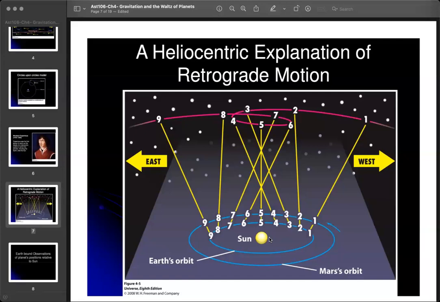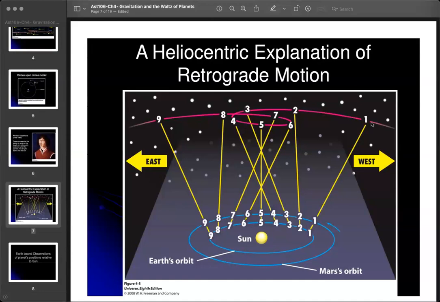And those numbers 1, 2, 3, 4, all the way to 9, those are different points of time, and they show the different positions of Earth and Mars at those points of time. And then those yellow lines show the line of sight. So at 1, there are two locations of 1. One is the position of Earth, the other is the position of Mars. And depending on the geometry and orientation, Mars looks like it is in this part of the sky, towards the upper right corner in this picture. That's where Mars looks like it is.